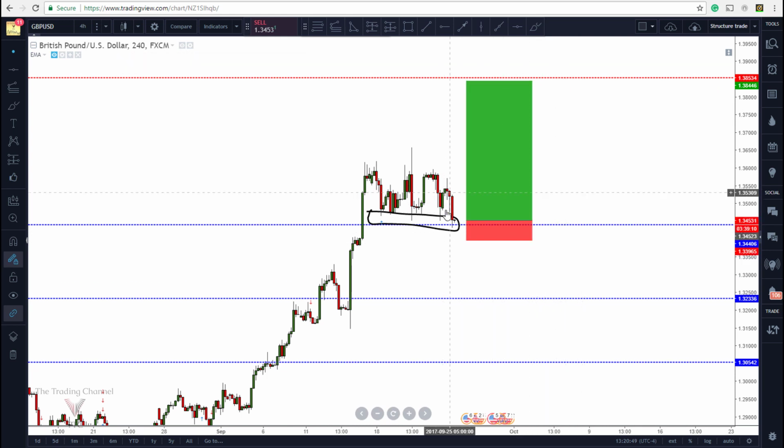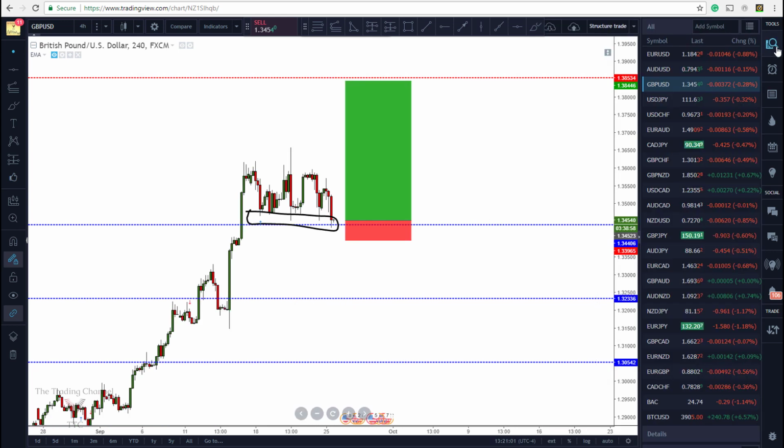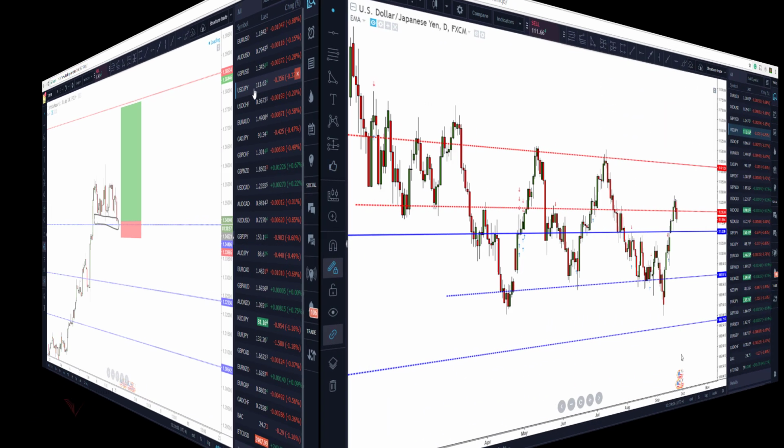So we know we have a lot of room to the upside on this market based on our structure analysis out on the higher time frames. But that's all for the pound dollar. Let's go ahead and move on. We're going to take a look at our next pair, which is going to be the dollar yen.